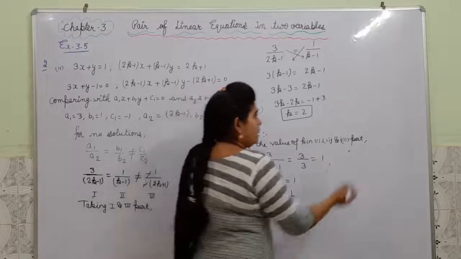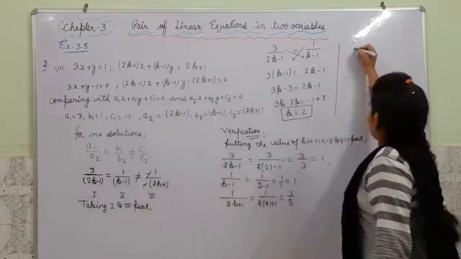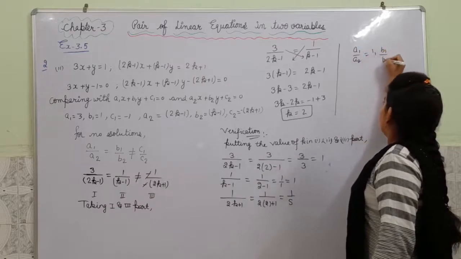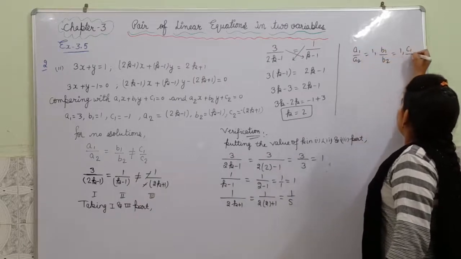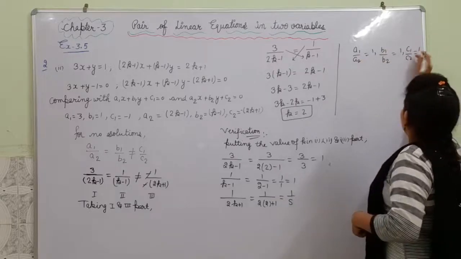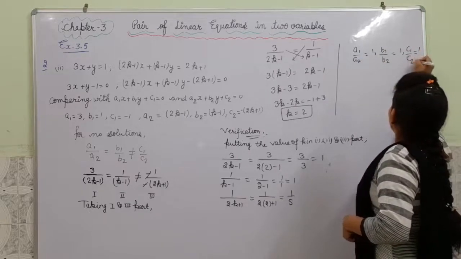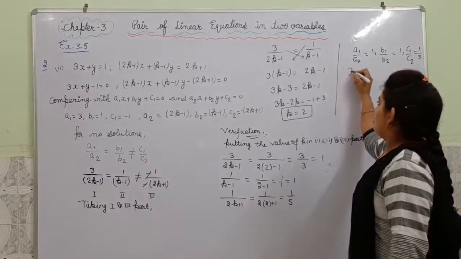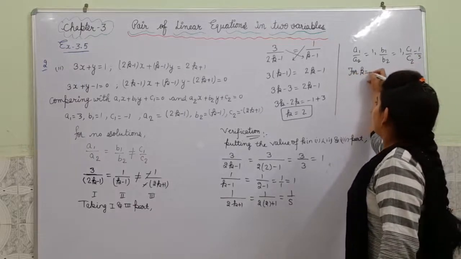Now what we are getting? a1 by a2 is equal to 1. b1 by b2 is equal to 1. c1 by c2 is 1 by 5. So what we will write? So 4k is equal to 2.